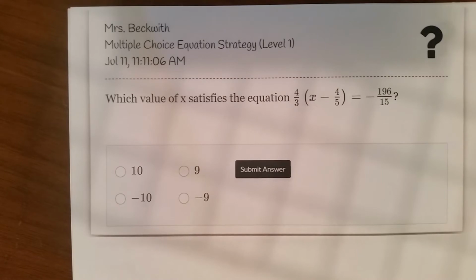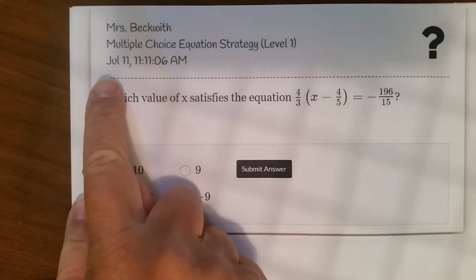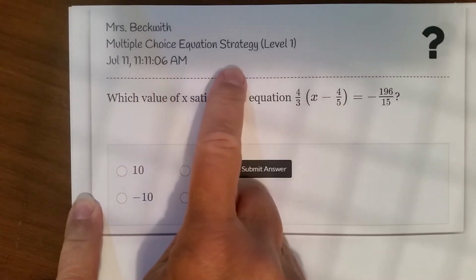Okay, there we are. We are auto-focused. I'm going to give you some strategies for the multiple choice equation strategy level 1.